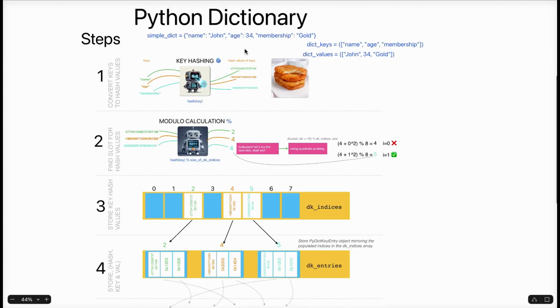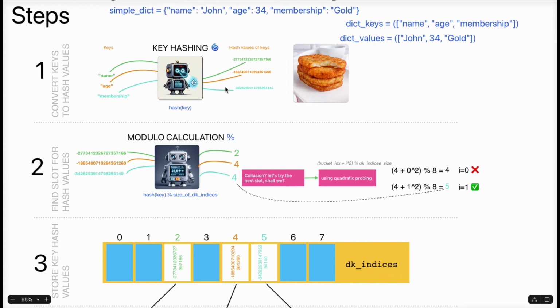So let's begin. Let's assume we have this very simple dictionary called simple dict. It has 3 keys and 3 values. If you don't know, Python dictionary is a key value pair, right? So we have that, and Python then takes this information and goes to work under the hood, right? Let me just zoom in so that you can see.